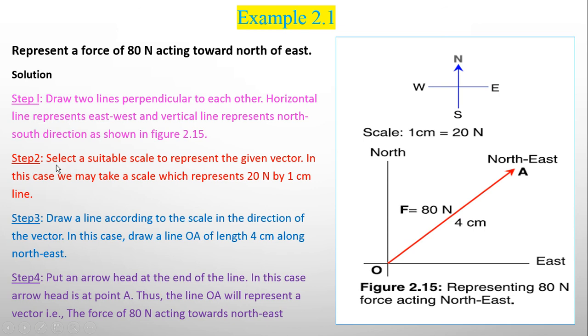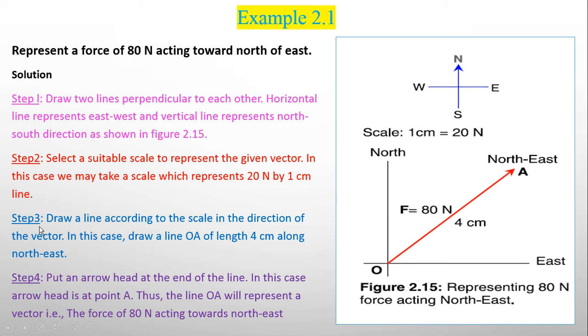Step 2: select a suitable scale. Basically 80 Newton is a very big value. You can't project this 80 Newton on this small paper. So first of all, you have to convert this large value to a convenient value, meaning you have to change this value according to a scale. If we take the scale as 1 centimeter on your meter rule representing 20 Newton, then 4 centimeter will represent the 80 Newton. So we have converted this value.